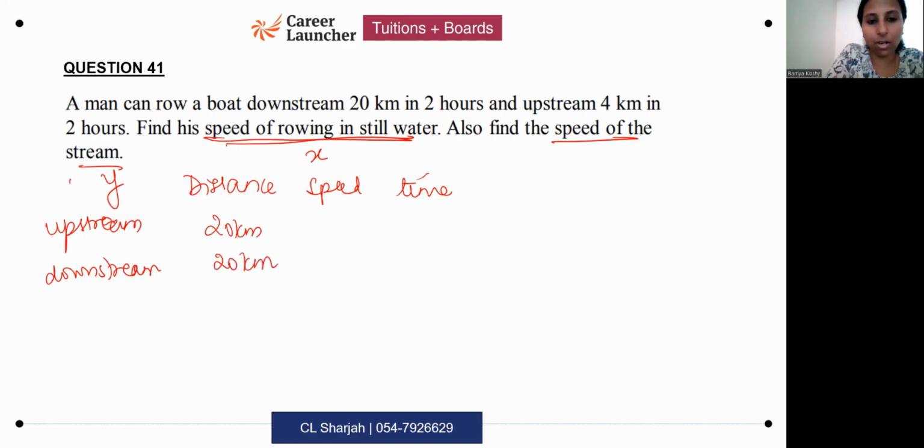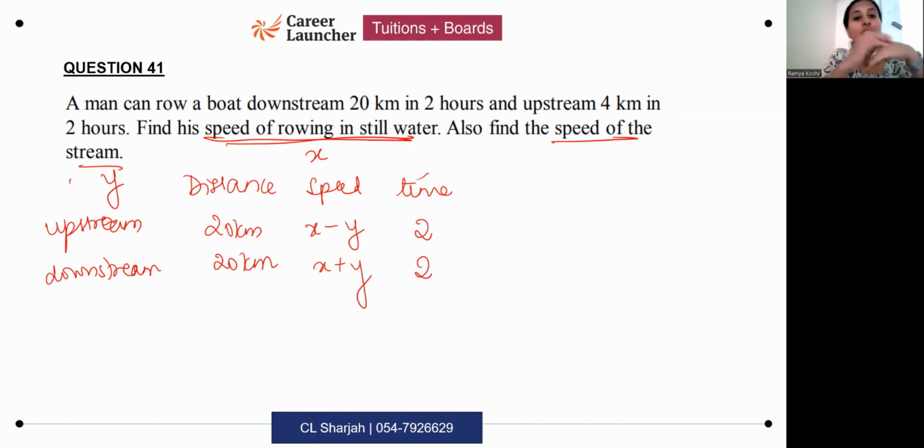What will be the upstream speed? When you go up, your speed reduces. That means x minus y is the upstream speed. Speed of boat minus speed of stream. Speed of rowing minus speed of stream. What is downstream speed? x plus y. Okay, so what is the time? 2 hours for upstream and 2 hours for downstream.